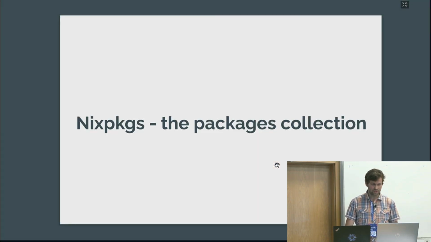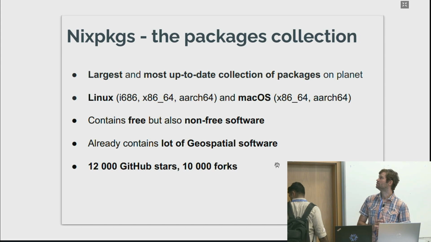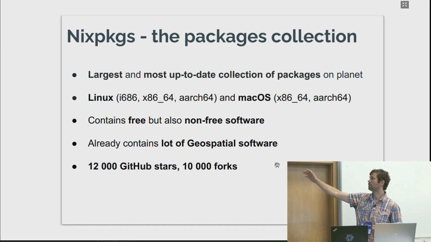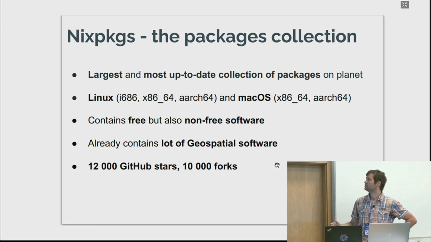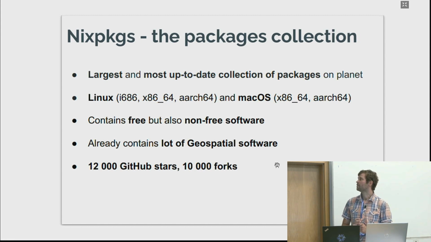So another core component of the Nix ecosystem is Nixpkgs. Nixpkgs is really the largest and most up-to-date collection of packages on the planet. We build packages for Linux and macOS on different platforms. Nixpkgs contains free and non-free software. A lot of non-free software is not built, but you can use Nix to install this non-free software just to be compliant with licenses. It already contains heaps of geospatial software.